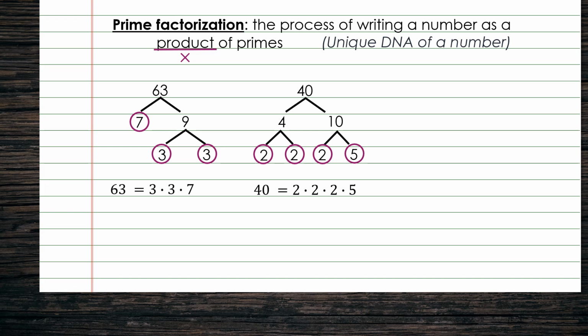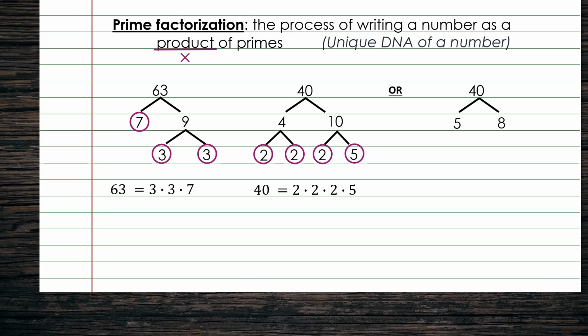Now, was 4 times 10 the only option for 40? No. But if we say the prime factorization is a unique DNA of a number, then it should not matter what numbers we start with. So let's do a little example. What if we chose to break down 40 using different values besides 4 and 10? What if we tried the values of 5 and 8? According to what we said earlier, it should give us the same prime factorization.